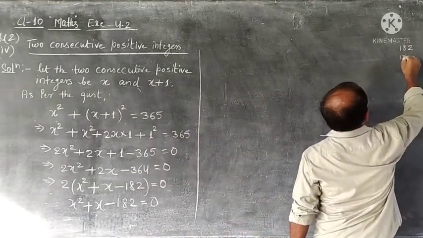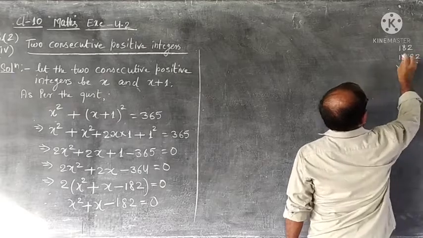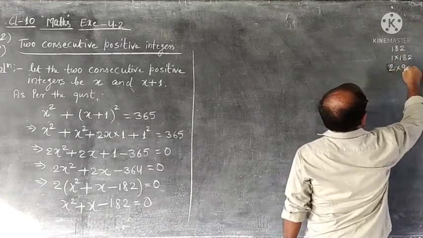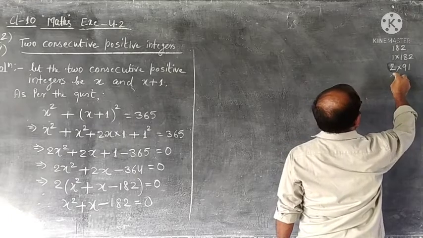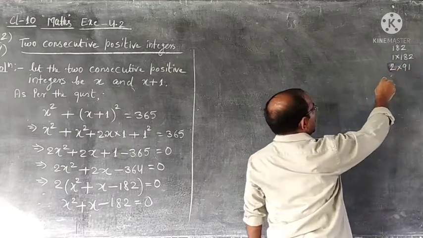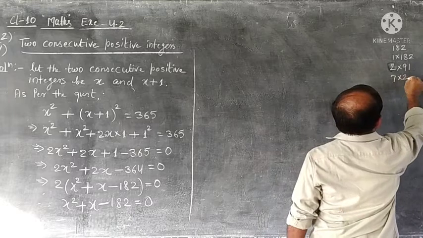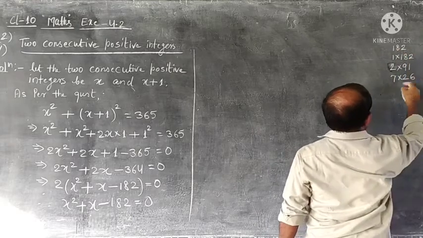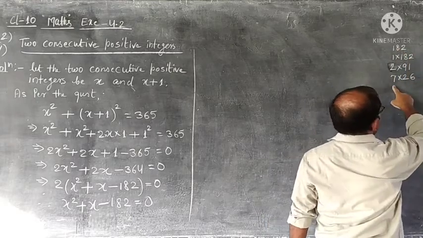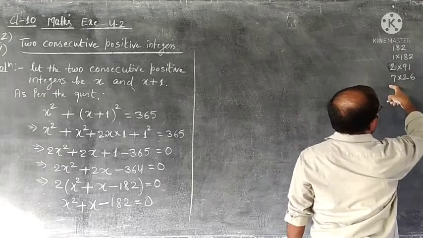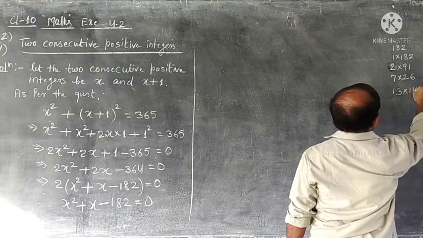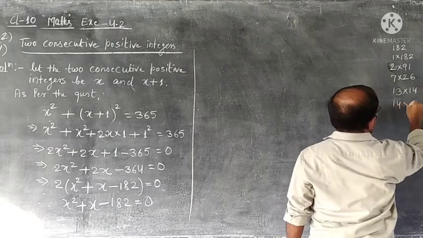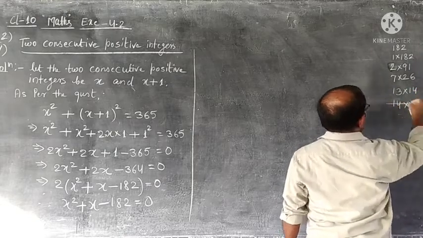How do we get 1 into 182? By 2, 2 nines are 18, 2 ones are 2. By 3 not possible. By 4 also not possible. 5 no. 6 also no. 7 yes, 7 twos are 14, 7 sixes are 42. By 8 no. 9 also no. 10 also no. 11 no. 12 also cannot divide. 13 ones are 13, 13 fourteens are 182. By 14 into 13. No more factors will be there.